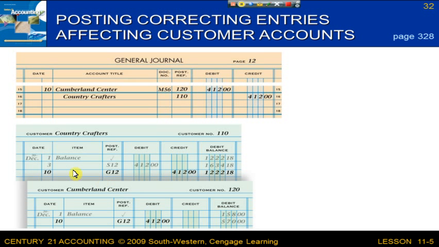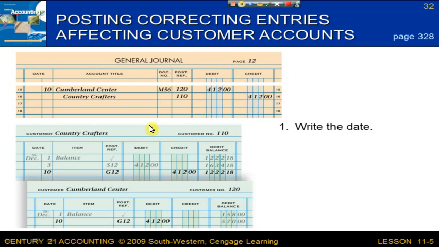With one exception, the steps for posting the journal entry to the correct customer account are the same as posting other transactions. However, the diagonal line is not needed in the post-reference column to separate the reference of the general ledger and subsidiary ledger. Typically, we would have had accounts receivable / Cumberland Center, and then we would have had a slash over here and posted the amount twice, but because we already correctly put it to accounts receivable, we don't have to fix that. We just have to fix the customer's name.